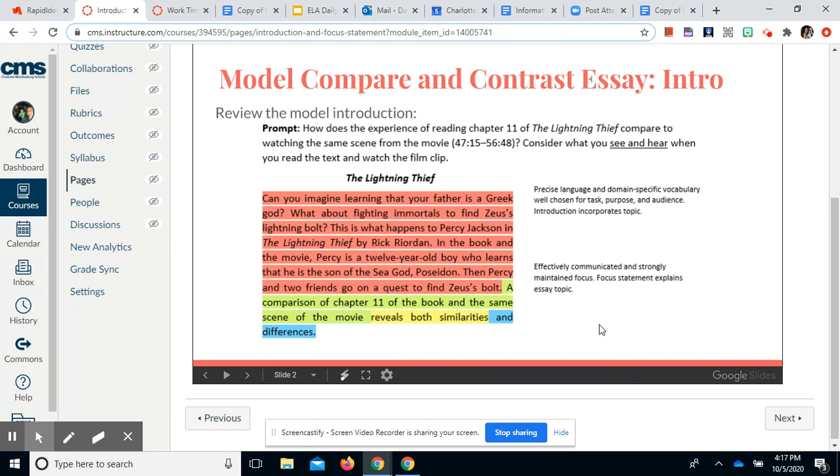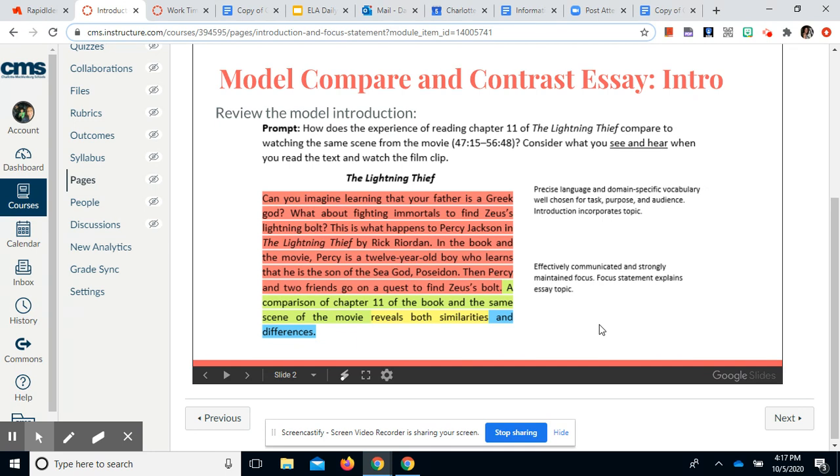Can you imagine learning that your father is a Greek god? What about fighting immortals to find Zeus's lightning bolt? That first section of this introduction paragraph is where you grab the reader's attention. It's also known as a hook. So you need to grab my attention right from the beginning of your essay. Keep in mind, I'll be reading 100 of them. So make yours memorable. Get my attention from the start.